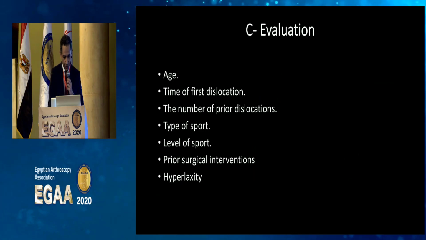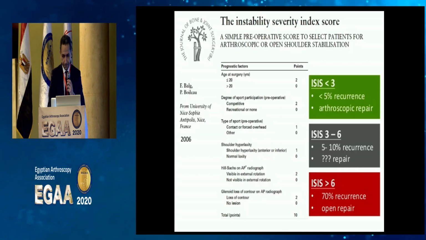this shoulder is off-track and we need to do a glenoid reconstruction. There are also other very important factors in the decision making: the age of the patient, the number of previous dislocations, the level of sport, and the presence of hyperlaxity. Reconstruction, even with a small lesion and even with an on-track shoulder, can be considered if the patient is young.